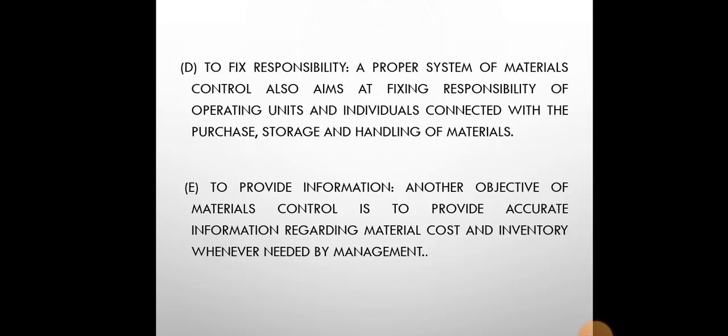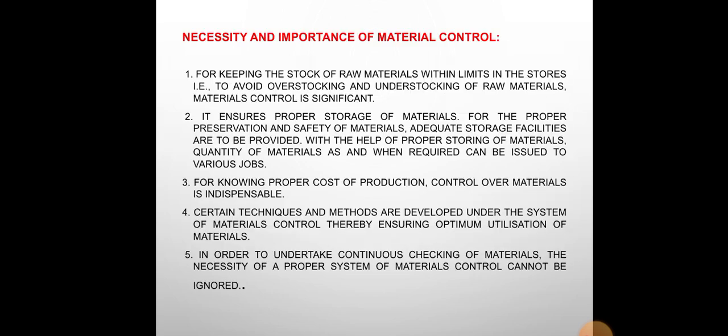It is of vital importance to exercise strict control and supervision over the purchase, storage, and handling of materials. To fix responsibility, a proper system of material control also aims at fixing responsibility of operating units and individuals connected with the purchase, storage, and handling of materials. To provide information, another objective of material control is to provide accurate information regarding material cost and inventory wherever needed by the management.